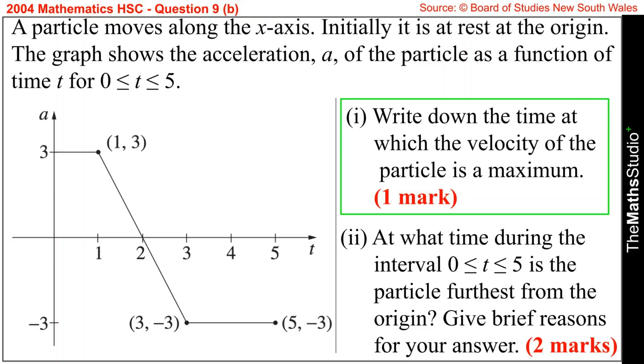Question 9, Part B. A particle moves along the x-axis. Initially, it is at rest at the origin. The graph shows the acceleration, a, of the particle as a function of time t for t greater than or equal to 0 and less than or equal to 5. Part 1. Write down the time at which the velocity of the particle is a maximum.